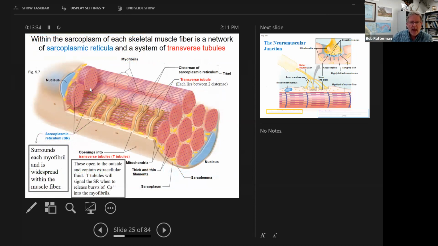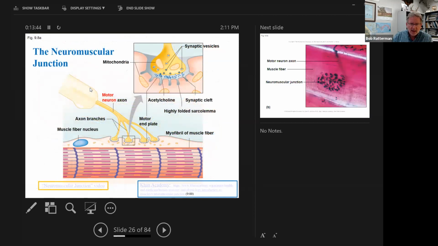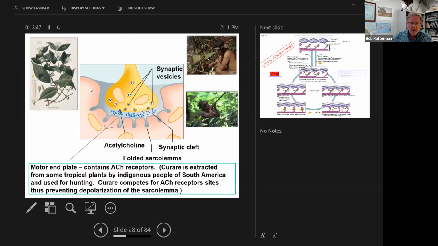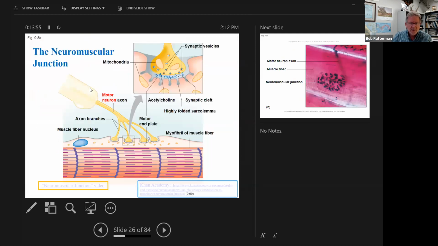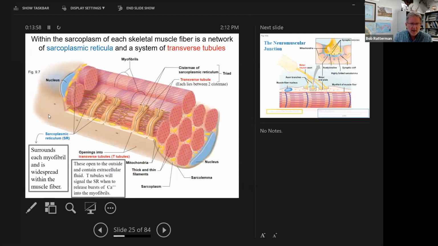So this brings us back to the discussion of the neuromuscular junction and what happens there. We talked about that earlier, right? We have release of calcium by the sarcoplasmic reticulum once a muscle impulse is generated at the neuromuscular junction. Remember, the muscle impulse comes down the sarcolemma, goes into the T tubules, and causes the sarcoplasmic reticulum to release calcium.